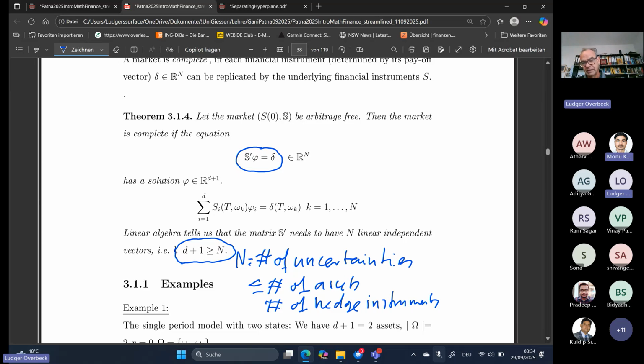Sorry, sir, for interrupting you. Excuse me? Yes, please. Sir, I have a question. Yes, please. Sir, can we take delta as an infinite dimensional vector? Yes, this you can still take.